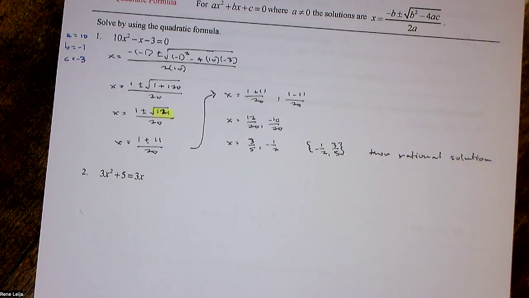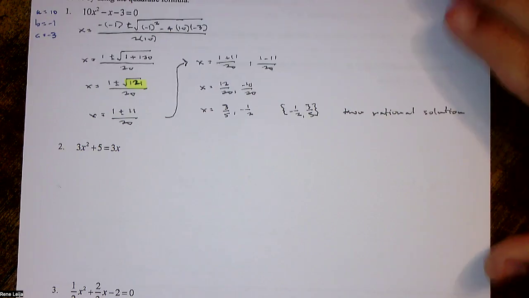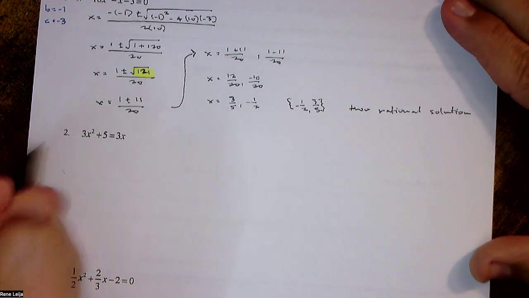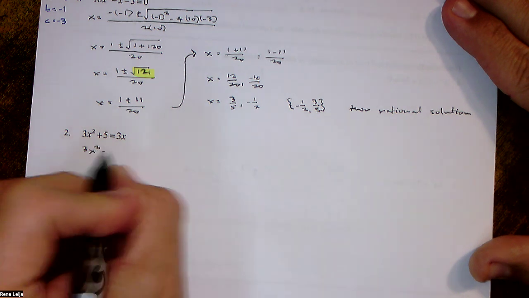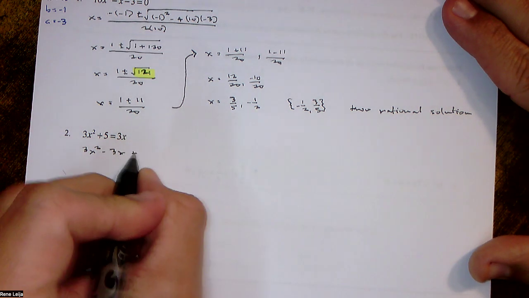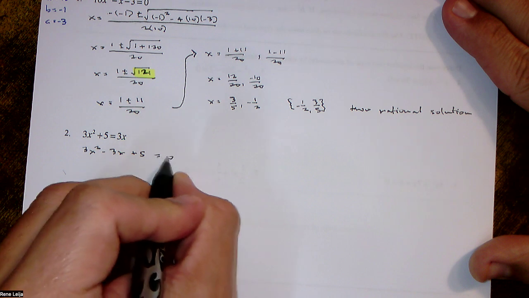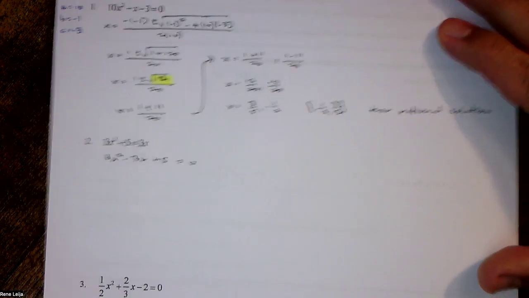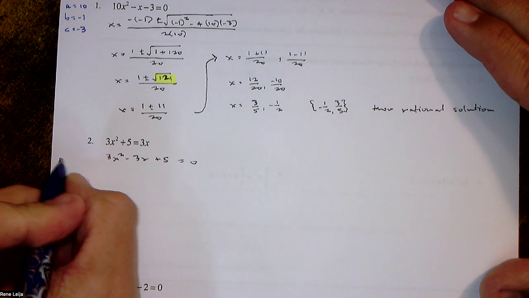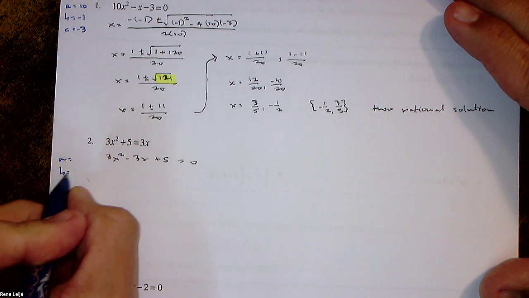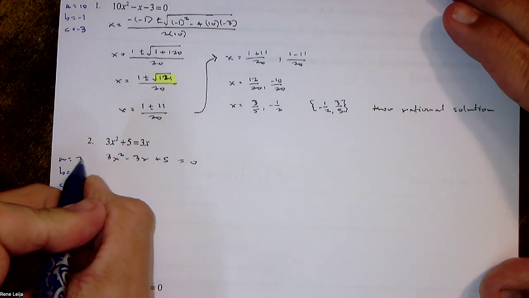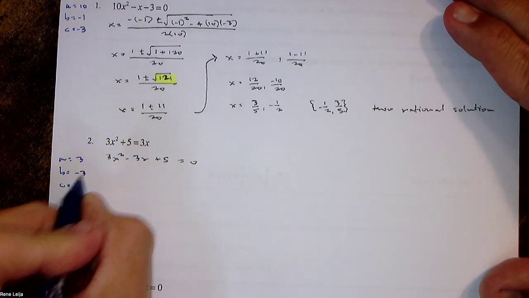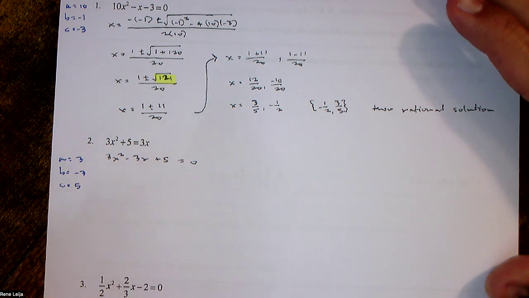Okay, number two. This is not in quadratic form. So I have to move the 3x over. So 3x squared minus 3x plus 5 equals 0. Okay, now let's identify our A, B, and our C term. So A is 3, B is a negative 3, and C is 5.